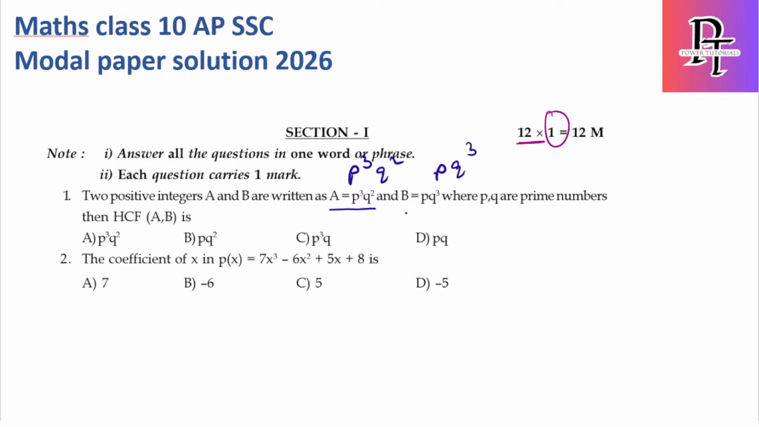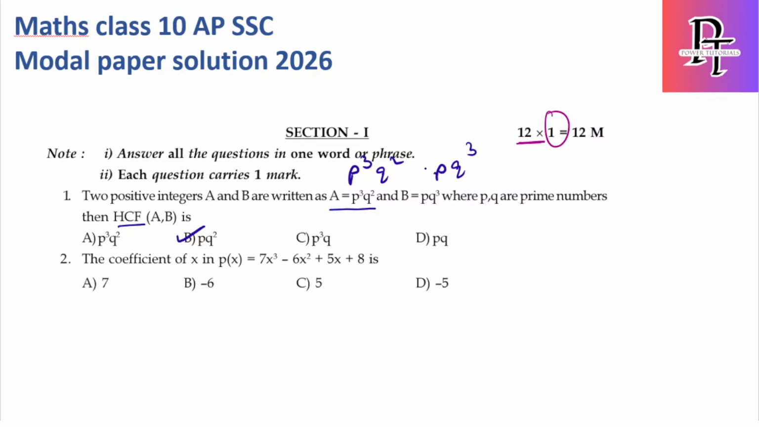So here they have provided two terms, and p and q are prime numbers. They are asking for the HCF, so the answer is nothing but whichever is common to these two. What is common here? p is common and q square is common. So the answer is p q square, which is B.